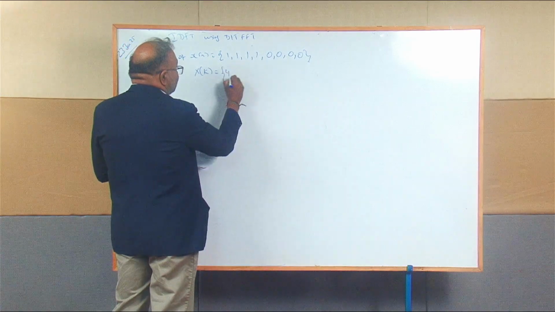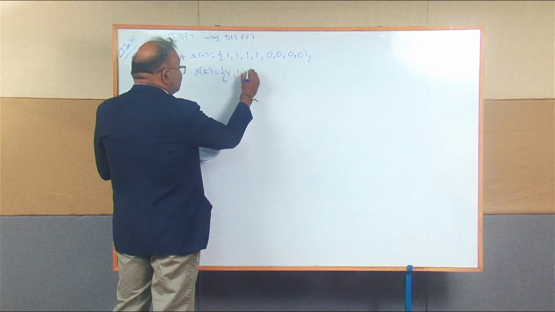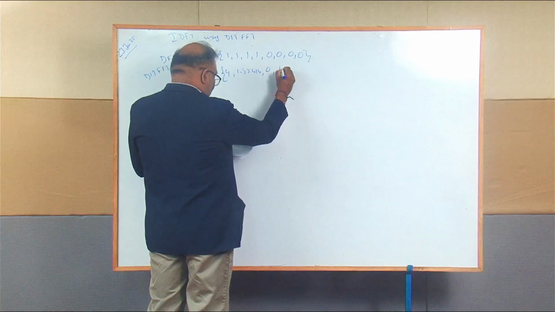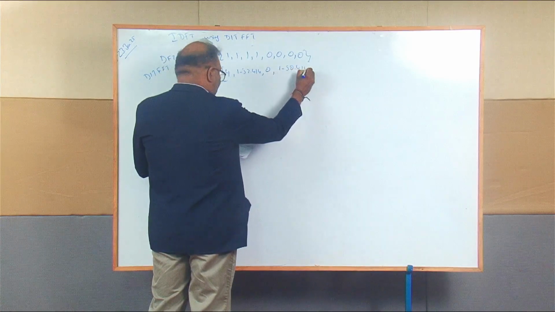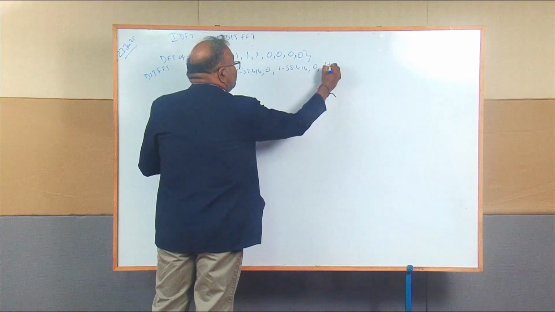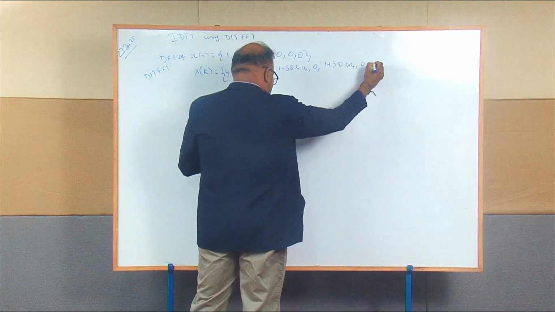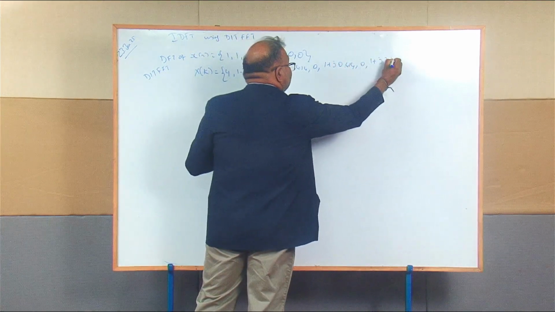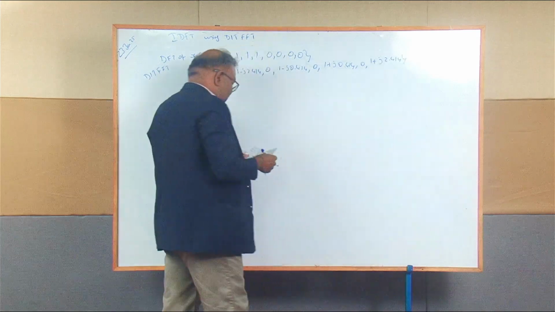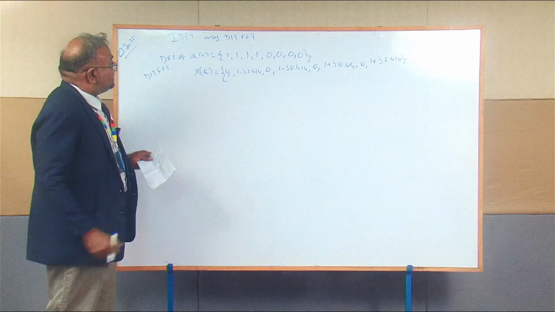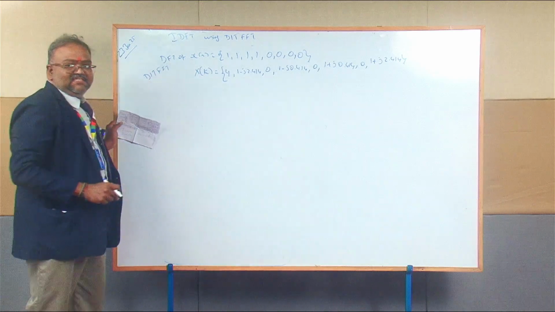4, 1 minus j 2.414, 0, 1 minus j 0.414, 0, 1 plus j 0.414, 0, 1 plus j 2.414. This sequence I am going to take and see that by the reverse process I am going to get the answer.